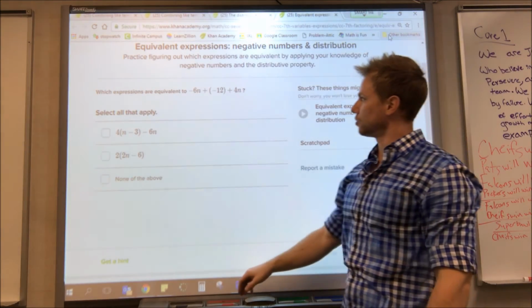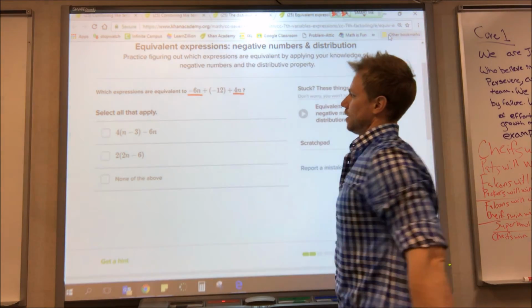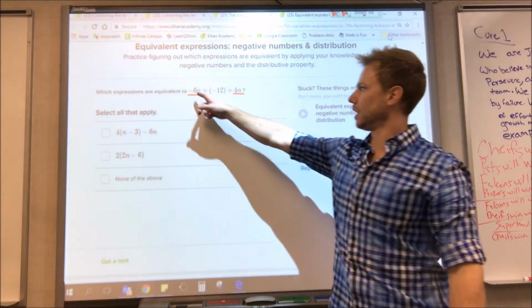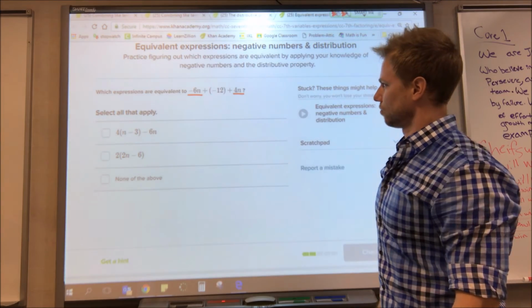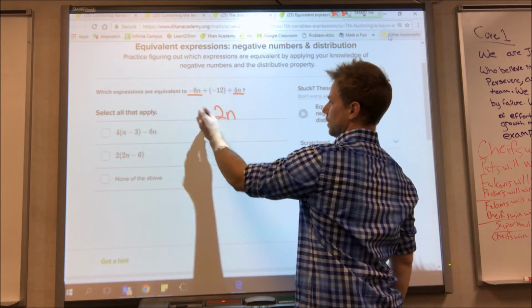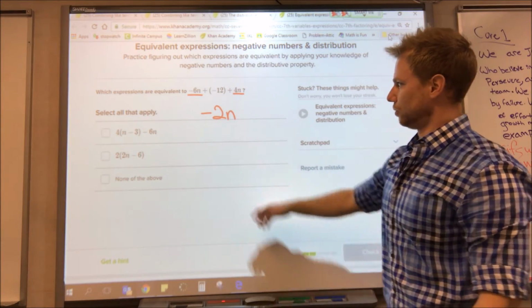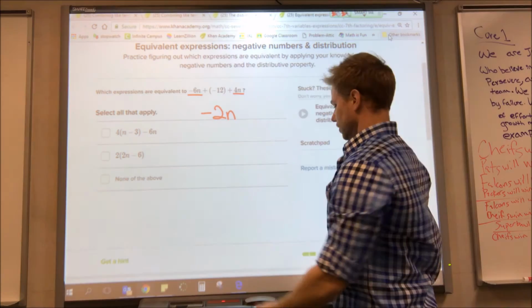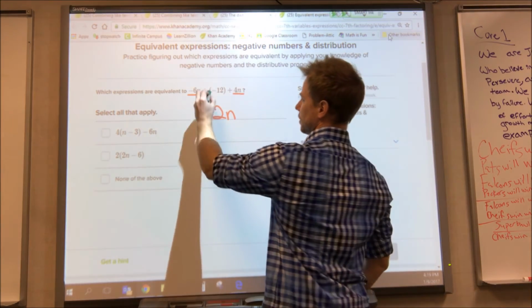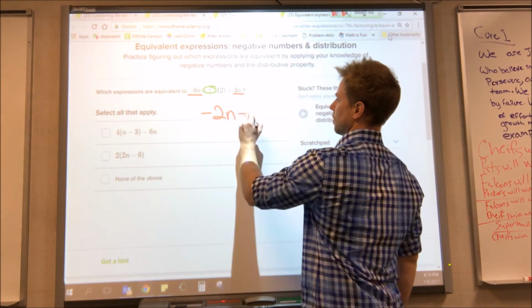Okay, and here we don't have to distribute, but we do have some like terms. -6n and positive 4n. Unlike signs, so we subtract. 6 minus 4 is 2. Keep the sign of the bigger number. It's negative, so it's -2n. Oh, we have some signs to simplify here. Positive and a negative makes a negative, so that's just -12.